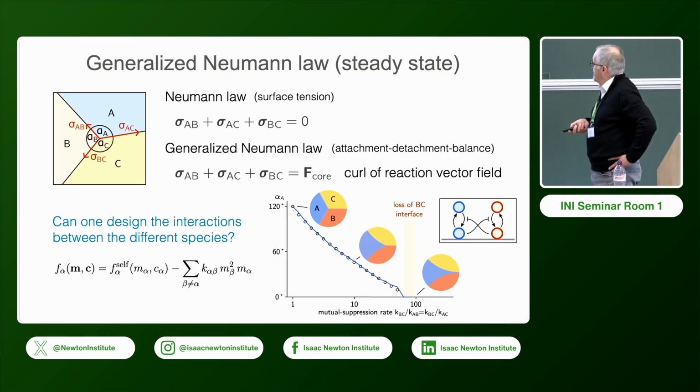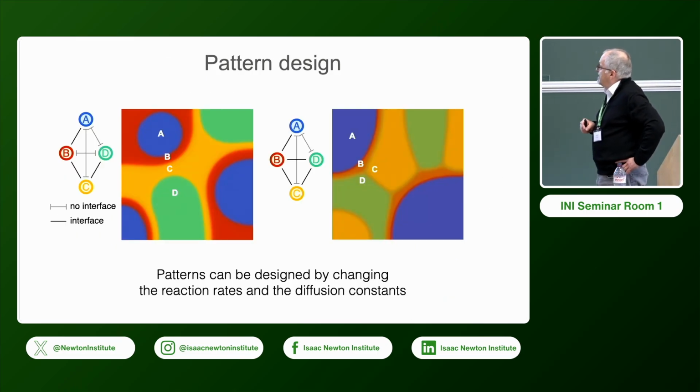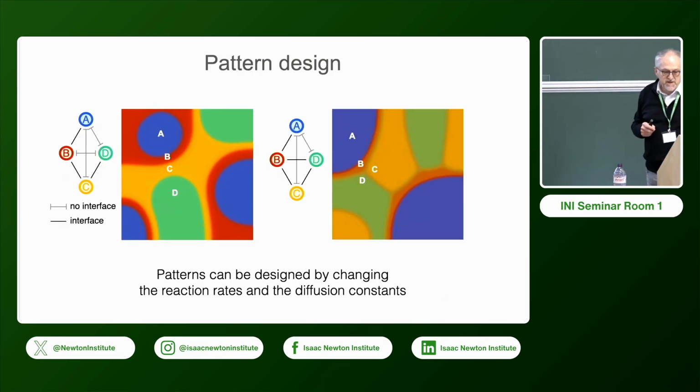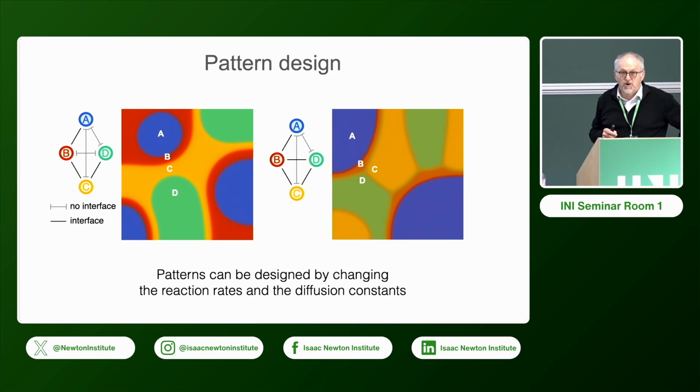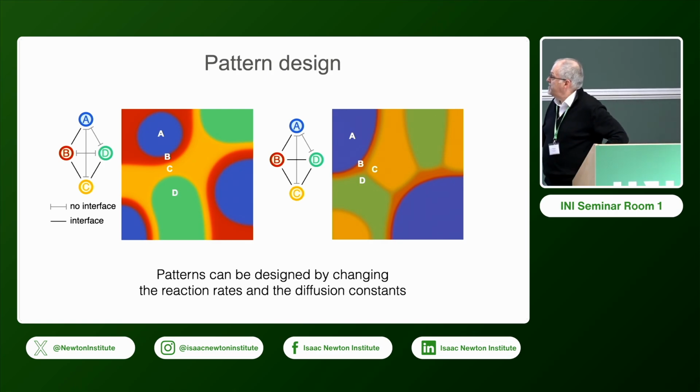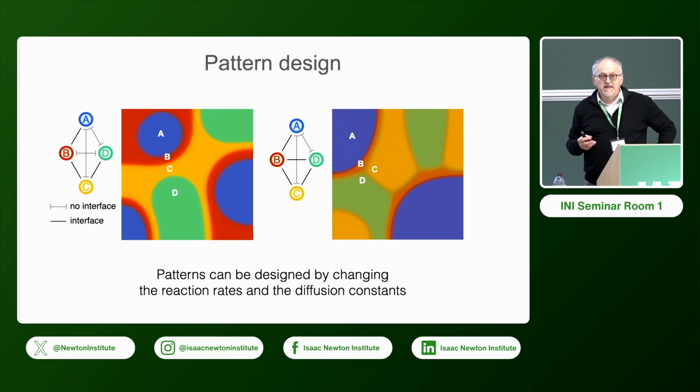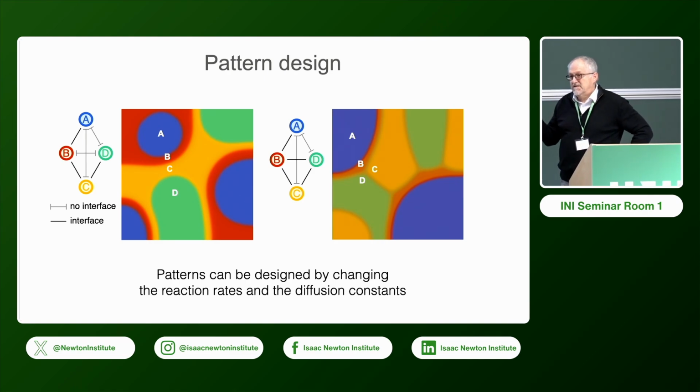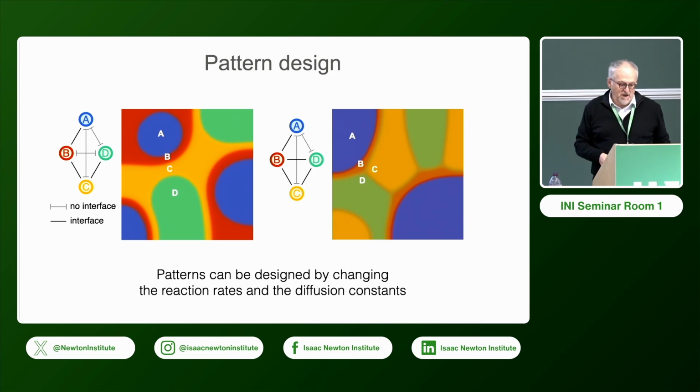So that's one phenomenon that you can get. And here are a multitude of others where they can show that if you pick different kinds of interaction network between the different species A, B, C, and D, you can basically at will design different patterns with different types of interfaces between the different species in the system.